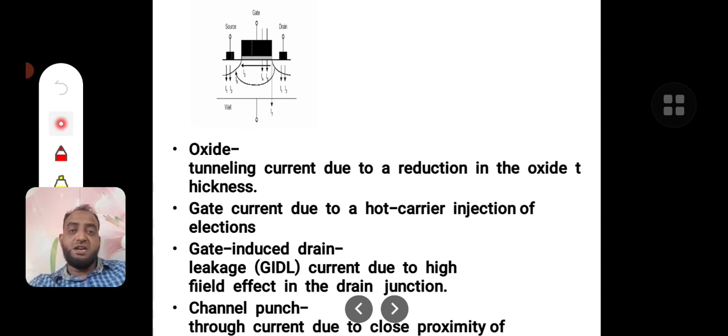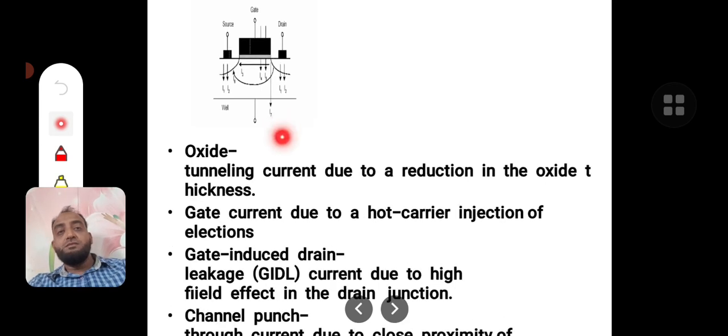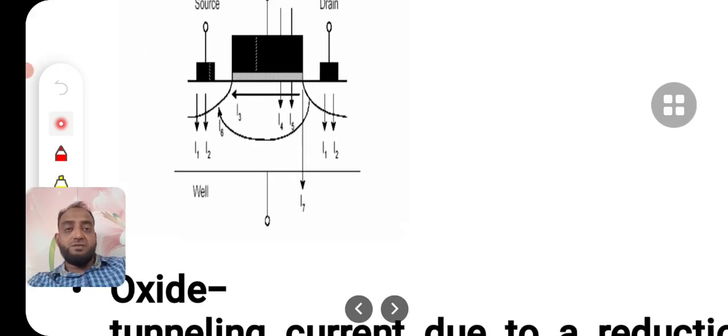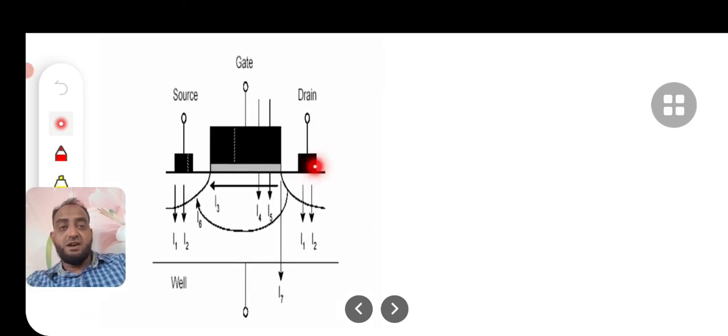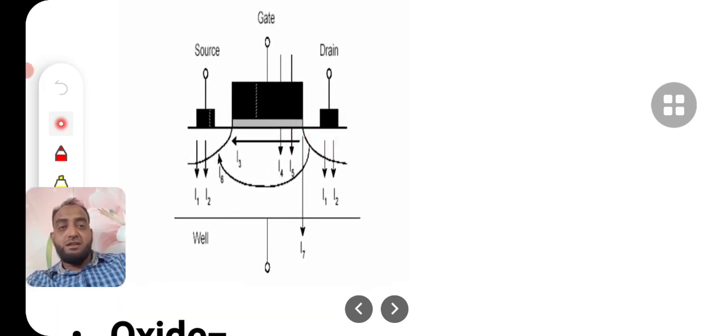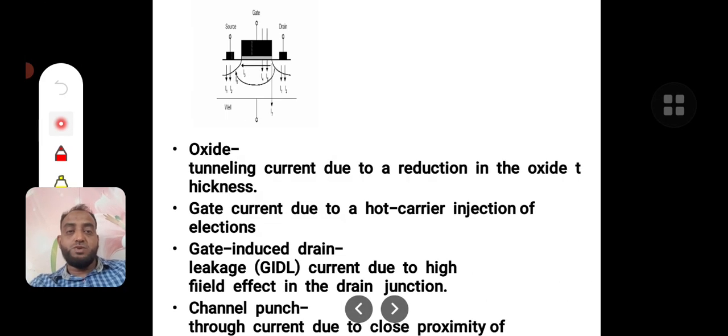The last one is channel punch through. All the charge carriers are expected to travel through the channel, but some charge carriers do not take the path of the channel. They don't travel through the channel, but they travel through the substrate and reach the other side. That is called channel punch through.